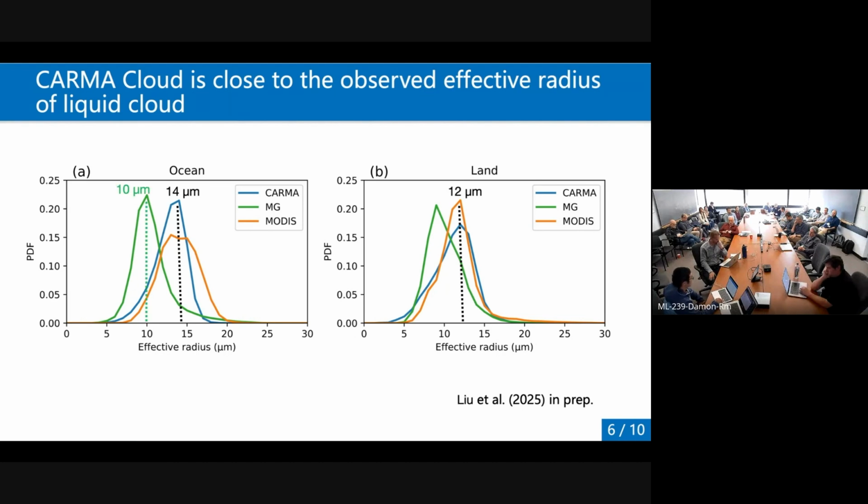For MG, the peak effective radius looks smaller than the data, with about 10 microns over the ocean and 9 microns over the land.